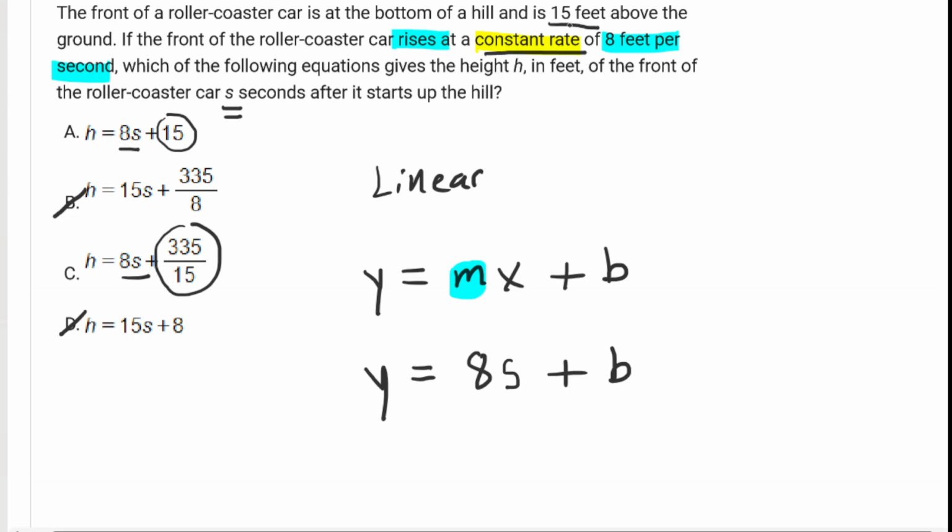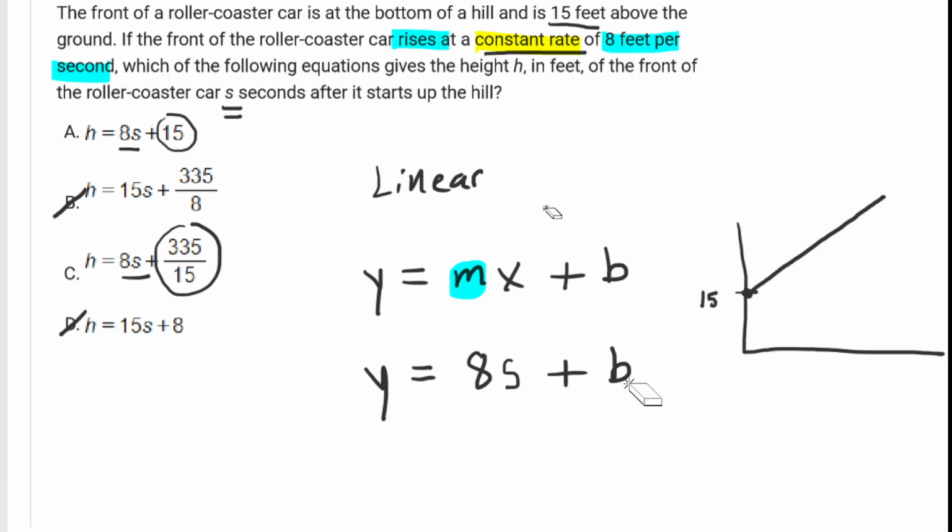And that's where the roller coaster starts. If you think of a graph of this scenario, you might imagine that the roller coaster begins at a height of 15. That would be the y-intercept. And then based on the positive slope of 8, it would rise 8 feet every second. So it would look something like this. So lo and behold, the y-intercept will be 15. We can fill that in for the y-intercept, and that leaves us with choice A as the correct answer.